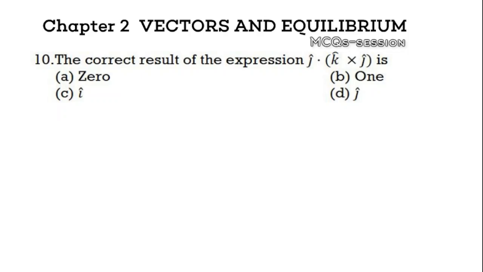Options: A. 0, B. 1, C. i hat, D. j hat. Pause and take your guess. The correct answer is A. 0. Explanation: in vector math, the cross product k hat cross j hat yields -i hat. Then -i hat dotted with j hat gives 0.